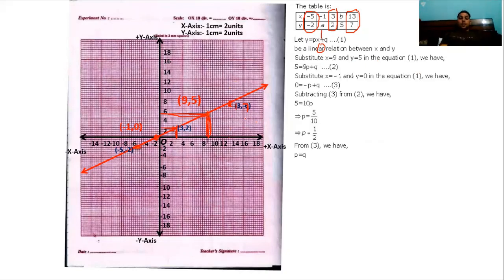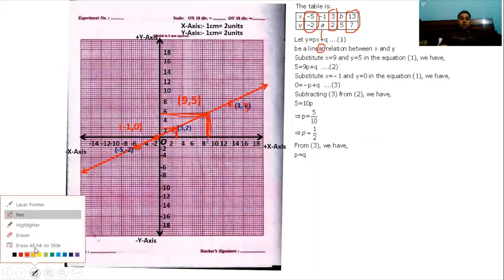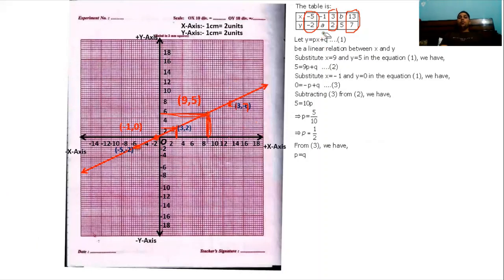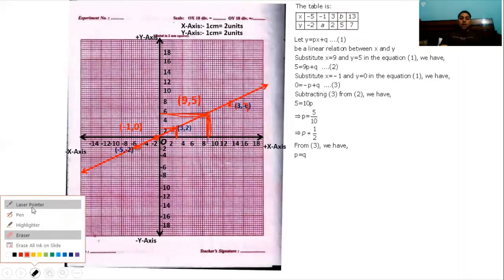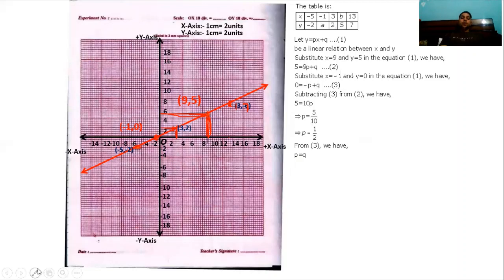Okay. Then another part from this question is also there. We have to find the equation for this particular table. Now we know that the general equation for a linear equation in two variables is y is equal to mx plus c, or px plus q. P is the slope and Q is the y-intercept. So this can be written as your linear relationship between x and y.